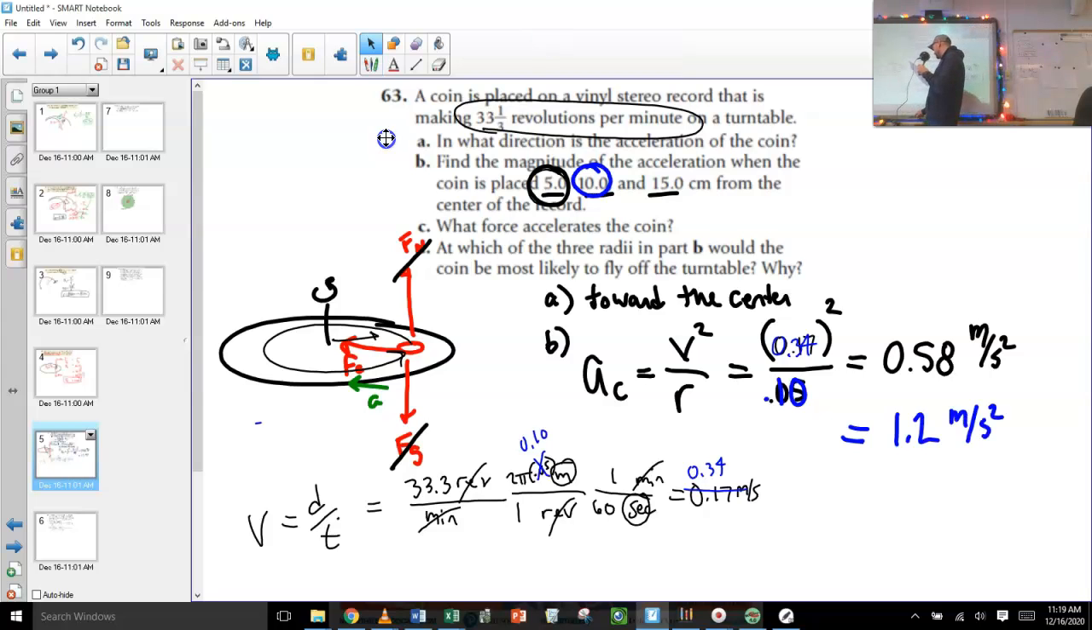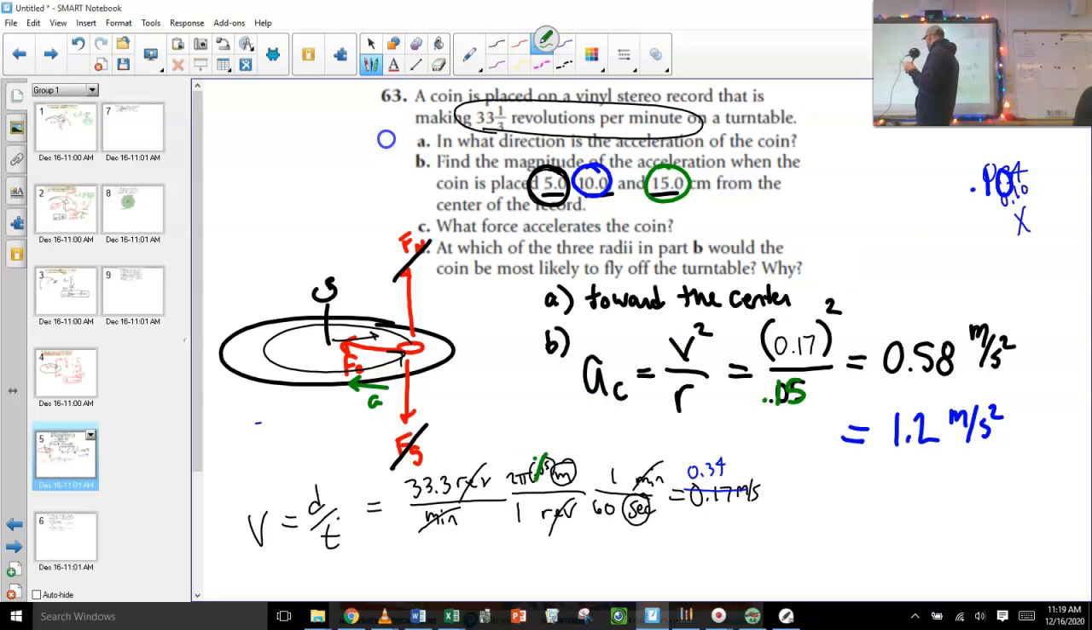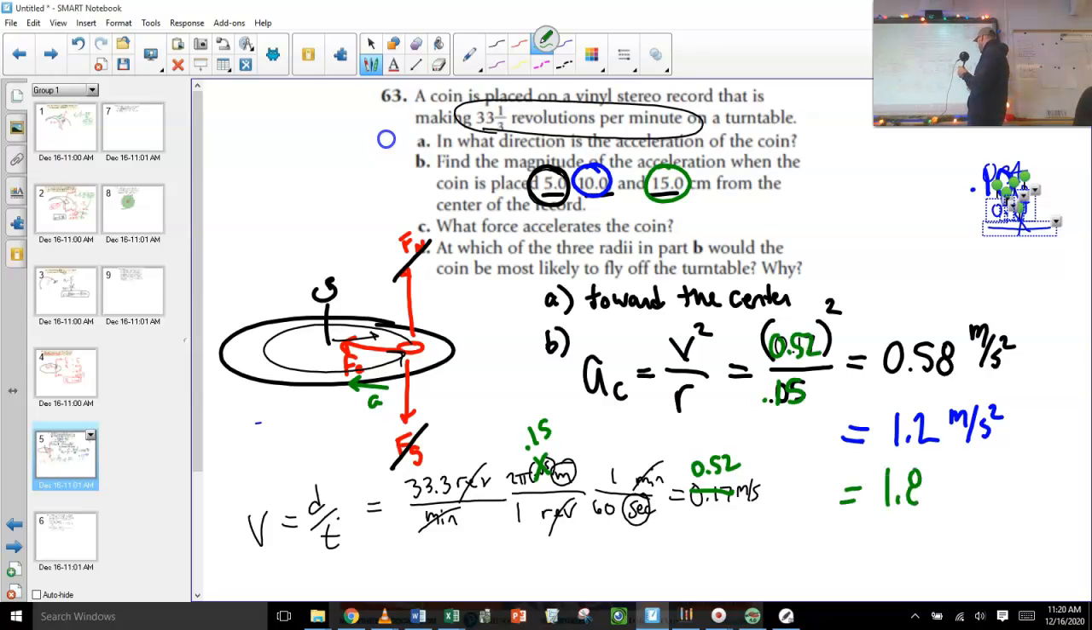And now I'll use green in my final one. These 15 centimeters. So again, get rid of these ones and put 15 here. And then instead of that, I'm going to put 0.15 there. And I don't get 0.34, I'm going to get 0.352. So I put that there. And then I end up with 1.8 meters per second squared. That's part B. Woo! This is a brutal question.